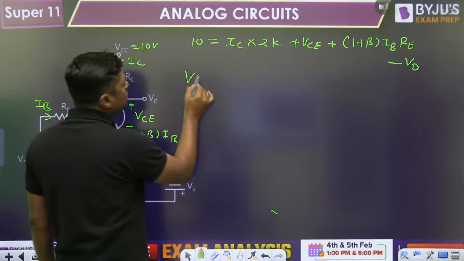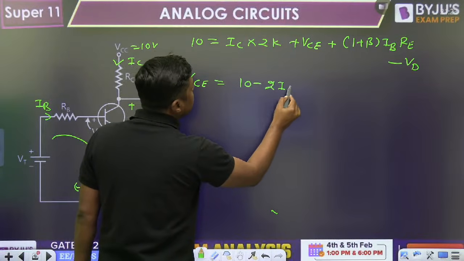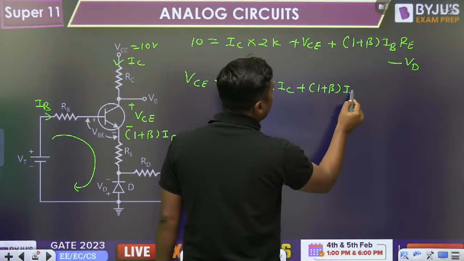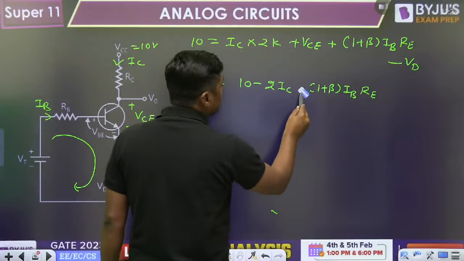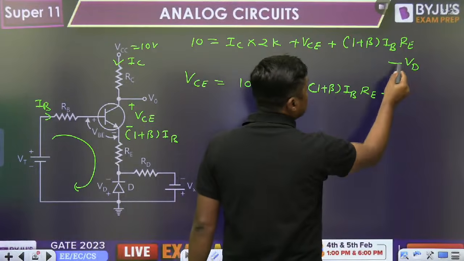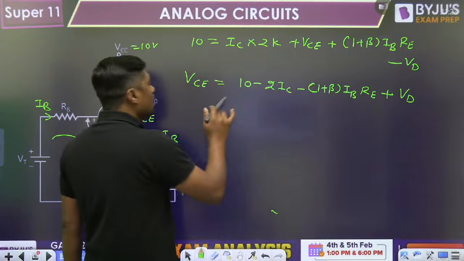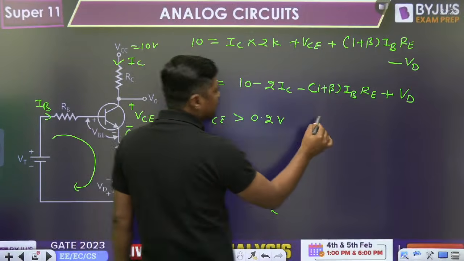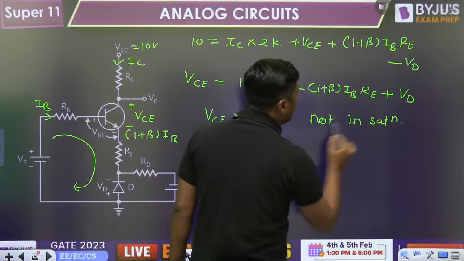Now from this you can find the value of VCE. 10 minus 2 times IC plus 1 plus beta times IB into RE, that is minus. That is not plus, this is minus. Plus 0.7, this minus will become plus 0.7. If you are getting VCE greater than 0.2 volt, it is not in saturation, it is in active region.